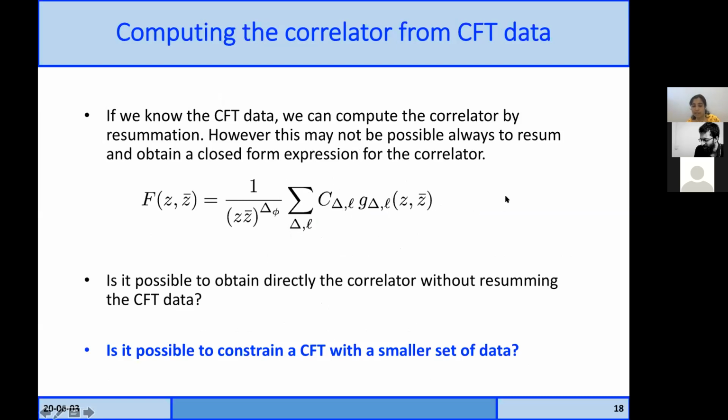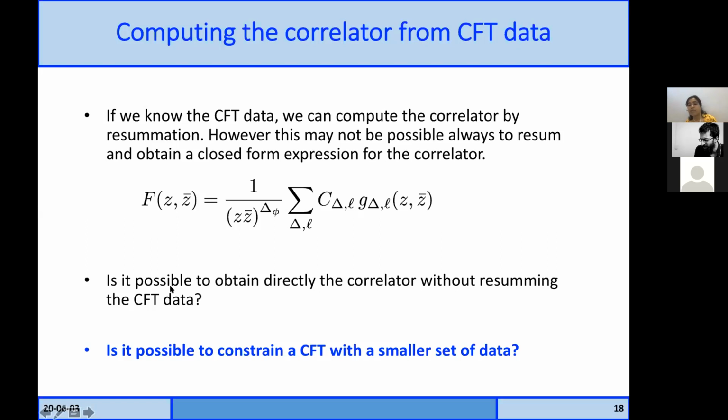If you look at this expression, we know the functional dependence of the conformal blocks in terms of z and z bar, and these are the only unknowns, the Δ's and C_{Δ,L}'s. So if somebody gives you the data, you can just plug it in this expression, resum and compute the correlator. But the point is that even if you have the full CFT data, it may not always be possible to resum the correlator and obtain a closed form expression for the correlator.